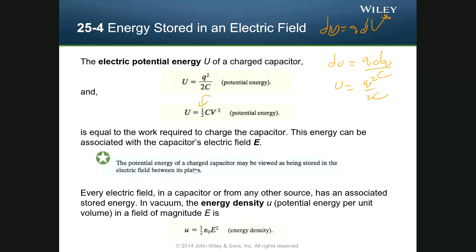And in a vacuum, the energy density, which is the energy per unit volume, in a field of magnitude E is equal to 1/2 epsilon naught E squared. We're not going to derive this particular equation, but you can see that looking at a volume of space, you can get an energy density of that space in terms of the electric field. So that's pretty cool, right? That's energy stored by the electric field.